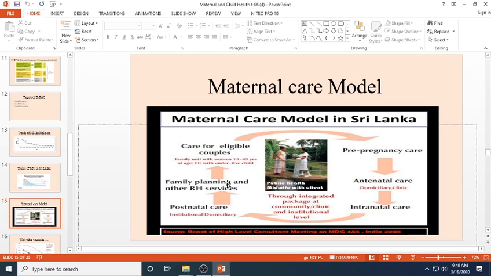Maternal care in Sri Lanka is basically provided through medical officer of health areas, through medical officers, public health nursing sisters, and public health midwives.